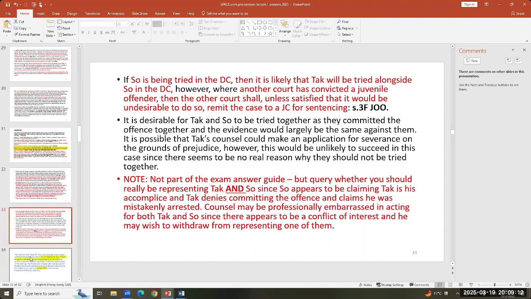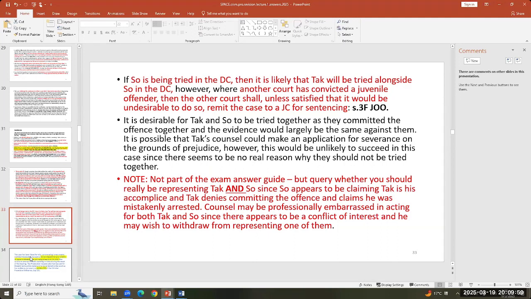SO can't be tried in the juvenile court. He's too old. Okay, now technically, TAC could be tried in the juvenile court because he's under 16, and SO could be tried in the district court. But that would be very unsatisfactory because you would have two trials taking up a lot of time and cost. And then what if you get two separate results? What if one's convicted and the other's acquitted? You'd have a disparity. So generally, in that situation, TAC will be tried alongside SO in the district court. But remember, if he's convicted, then the other court shall remit the case to the juvenile court for sentencing, Section 3F of the Juvenile Offenders Ordinance.